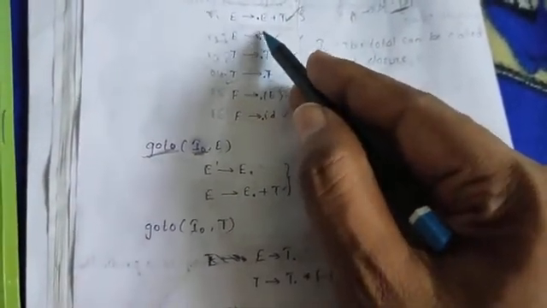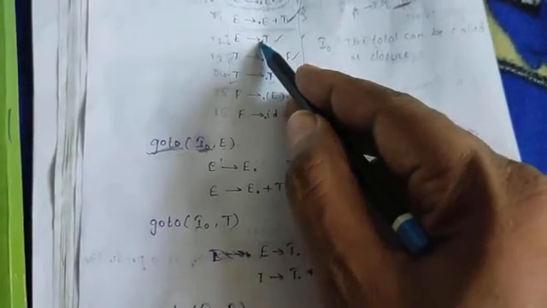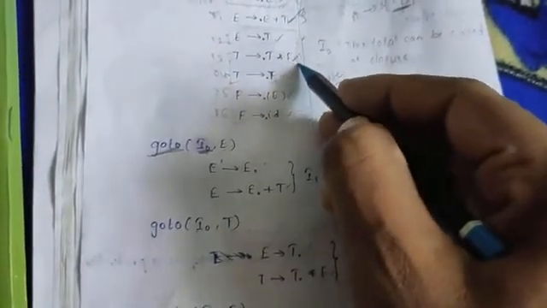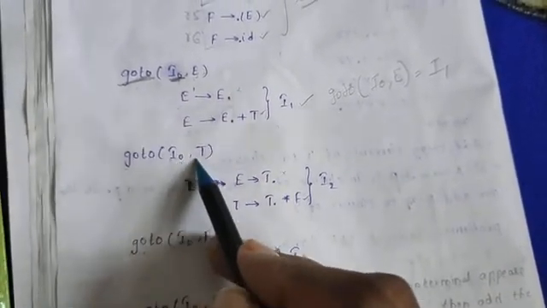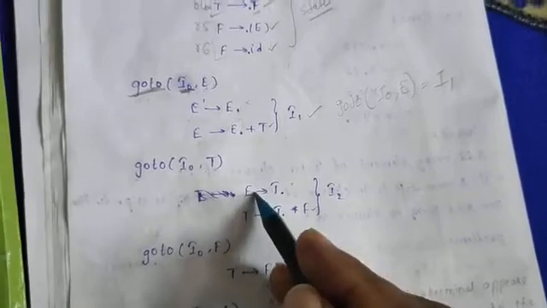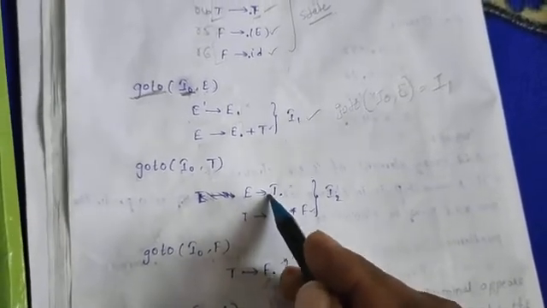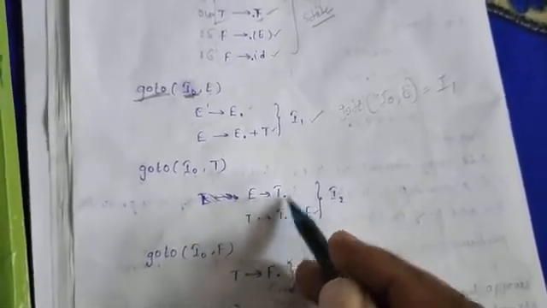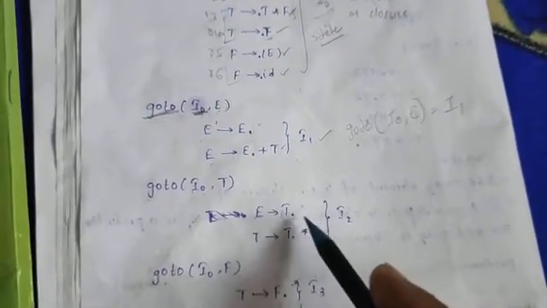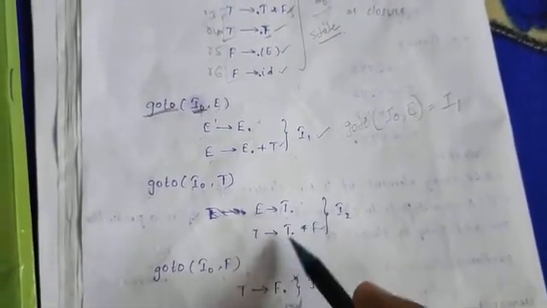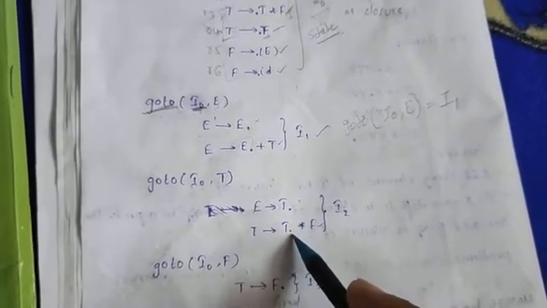dot before capital T. Like that, here also two productions are there. Those two can be implemented here. Here also it is go to I naught comma T. That's why E tends to here, the dot moving from here to here. Like that, two productions are there. These two come under these. So the dot will be moving over T, and here also the dot moving over T.